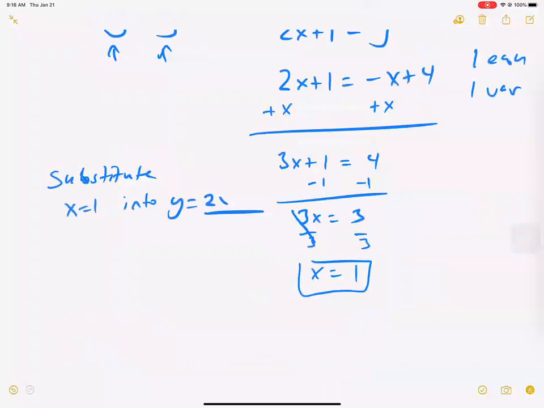So let's plug into 2x plus 1 and we'll see what happens. So y is equal to 2 times x plus 1. Okay? And we said x was 1. y is equal to 2 plus 1 equals 3. Woo! That's what we said before. y is equal to 3.